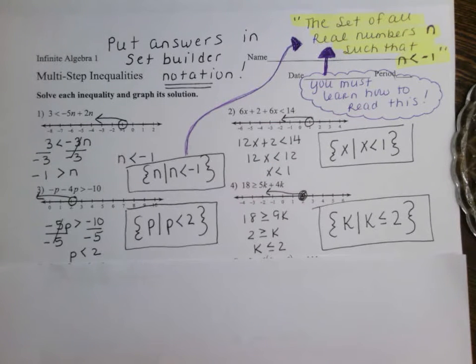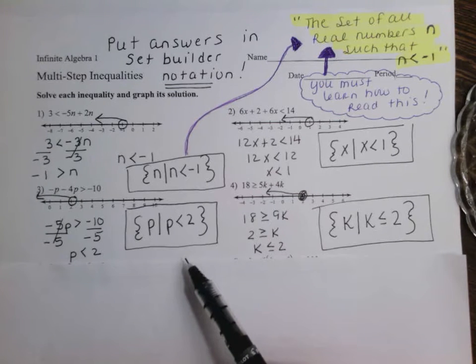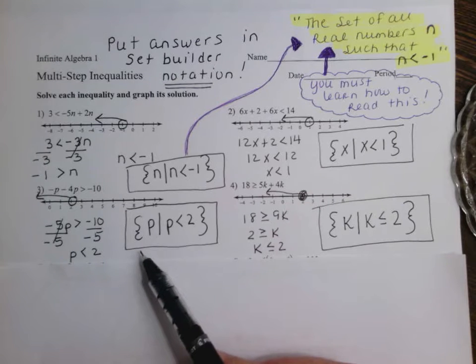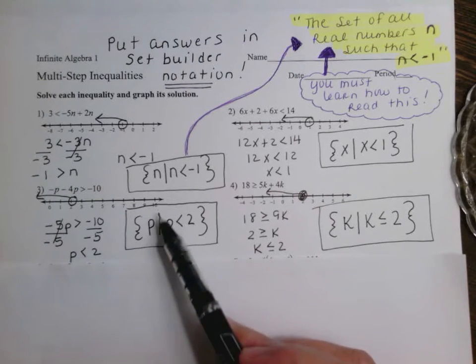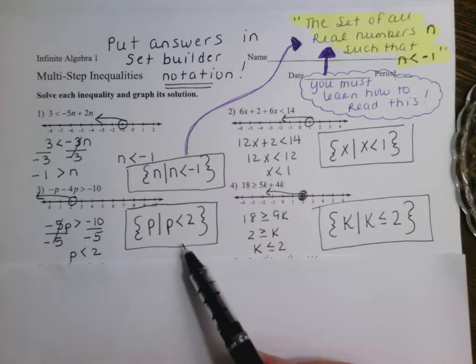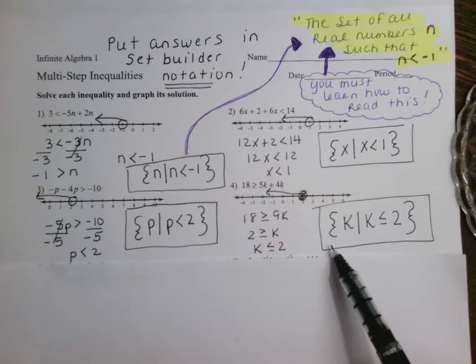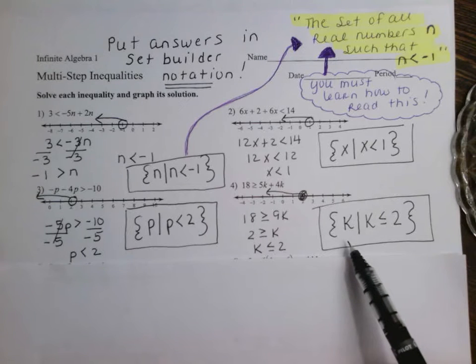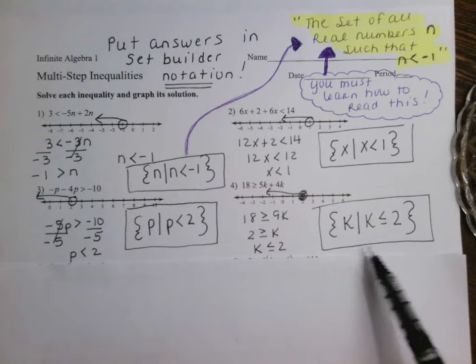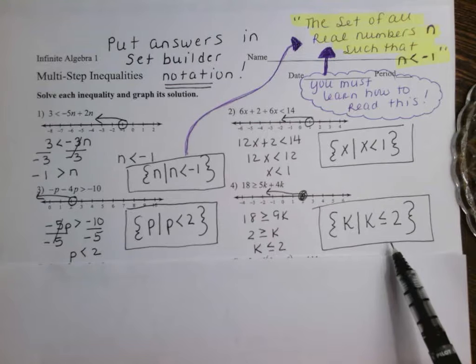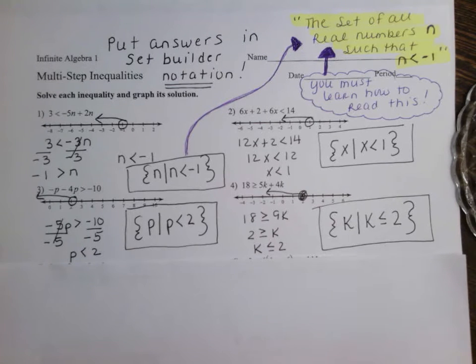So here is your answer. The first one, or the third one, number 3 here, is read as the set of all real numbers p such that p is less than 2. And this is read as the set of all real numbers k such that k is less than or equal to 2. So that is how you put your answers in set builder notation, and that is how you read the answers.